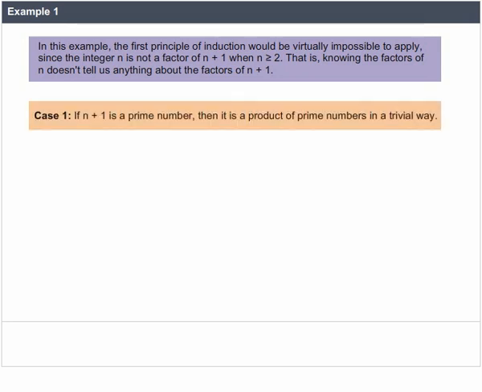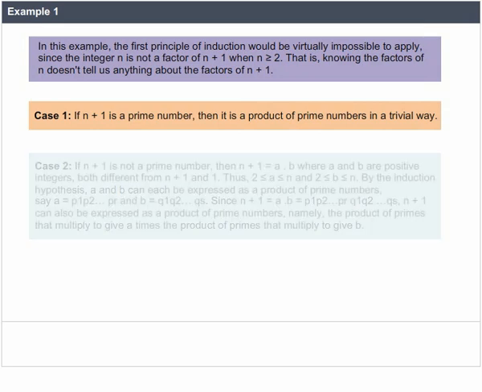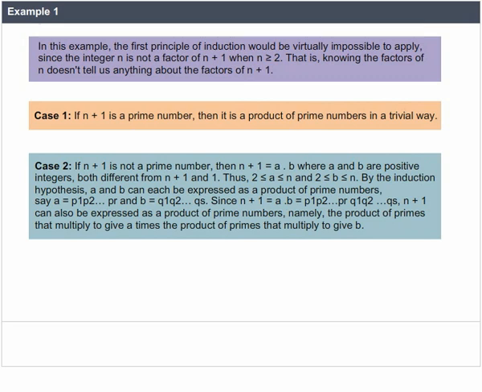Case 1. If n plus 1 is a prime number, then it is a product of prime numbers in a trivial way. Case 2. If n plus 1 is not a prime number, then n plus 1 equals a times b, where a and b are positive integers, both different from n plus 1 and 1. Thus 2 less than or equal to a less than or equal to n and 2 less than or equal to b less than or equal to n.